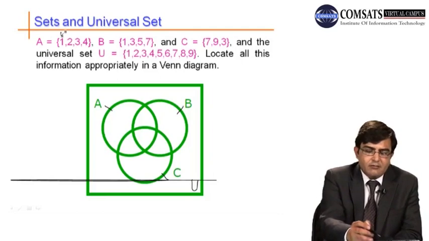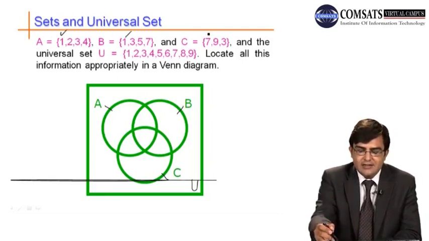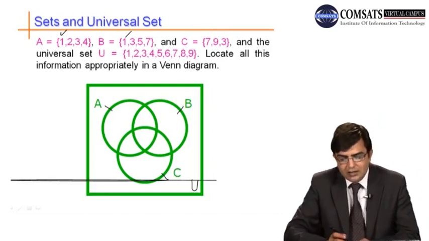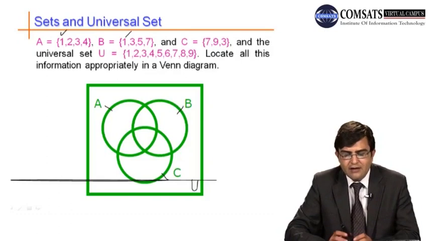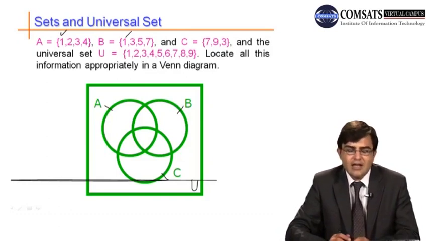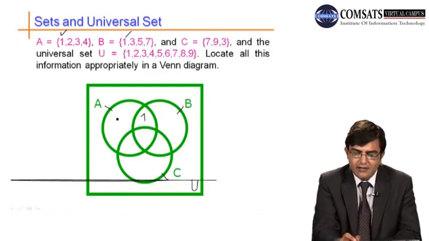First we see one is in A, one is in B, one is not in C. So one will come where we have the intersection of A and B, means where A and B have common region. So one will come here because here we have A and B common region.